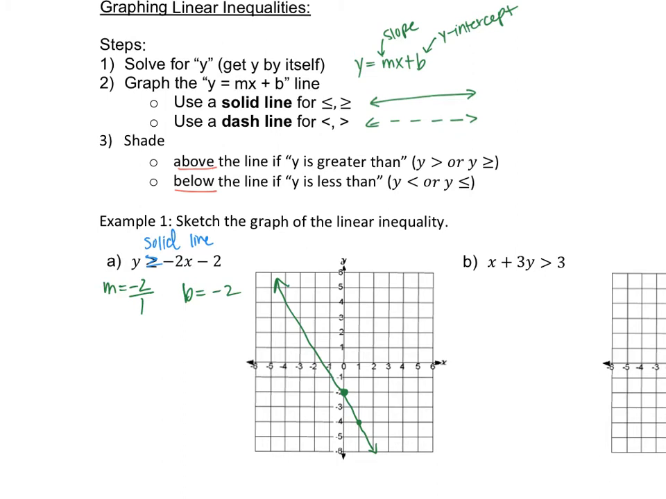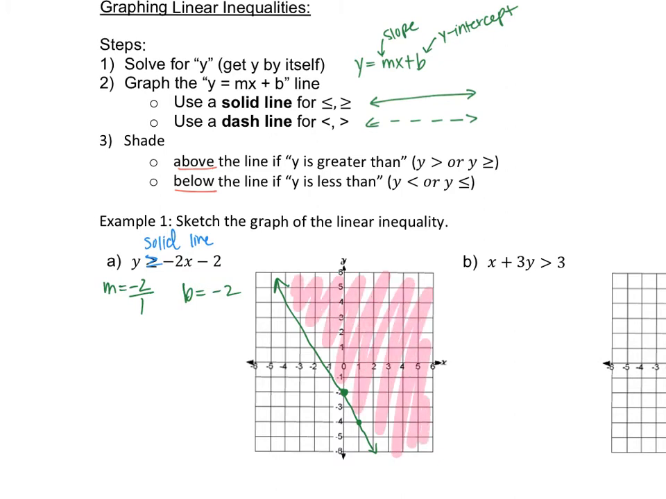If y is greater, take a look at your line here. Think of this line as splitting up the graph. You have this part and this part. Well, it says you're going to shade above the line if it's greater. So I'm going to be shading above this line. Let me do that with a highlighter.